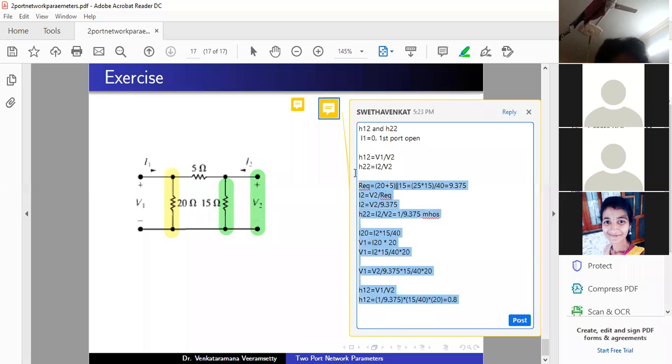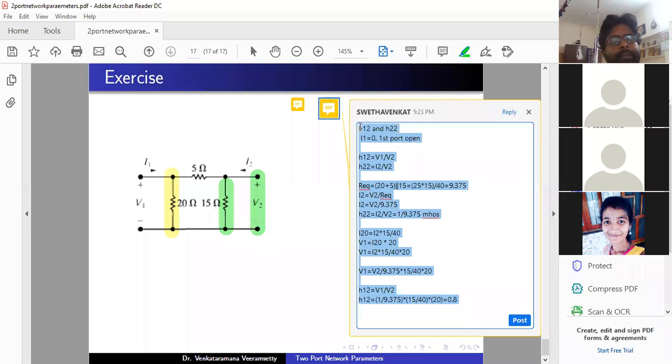So this is the procedure of how we calculated the hybrid parameters of any given two-port network, right? The procedure we applied for calculating the hybrid parameters of the given two-port network, the same procedure we can apply for any type of two-port network.